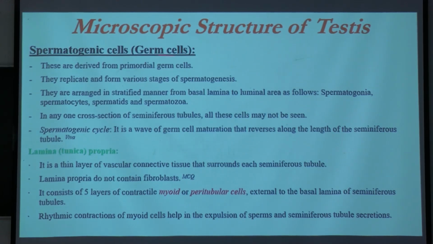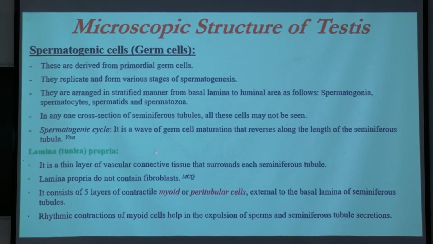Next we go to the germ cells or spermatogenic cells. These are derived from primordial germ cells. They replicate and form various stages of spermatogenesis. They are arranged in a stratified manner from basal lamina to the luminal area as follows: first spermatogonia, then they develop into spermatocytes, then spermatid and spermatozoa. In any one cross section of seminiferous tubules, all these cells may not be seen.